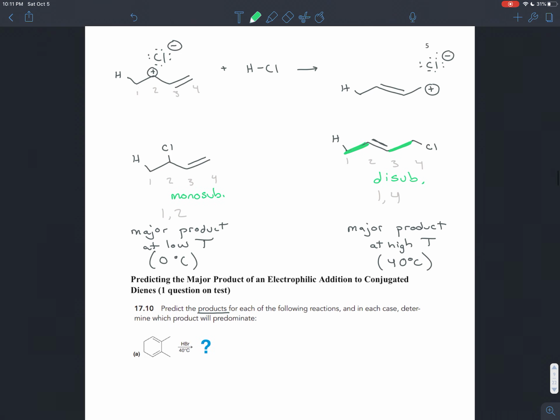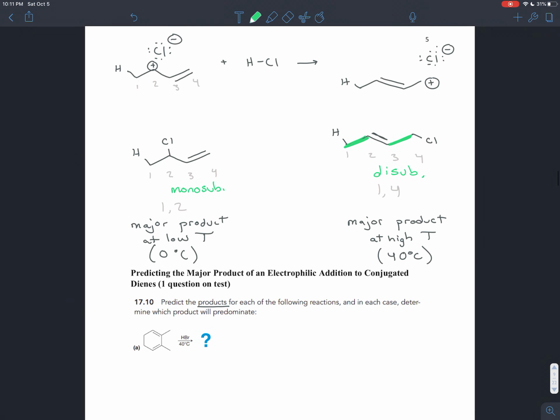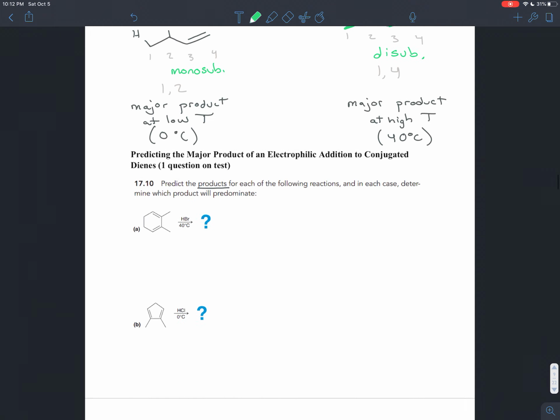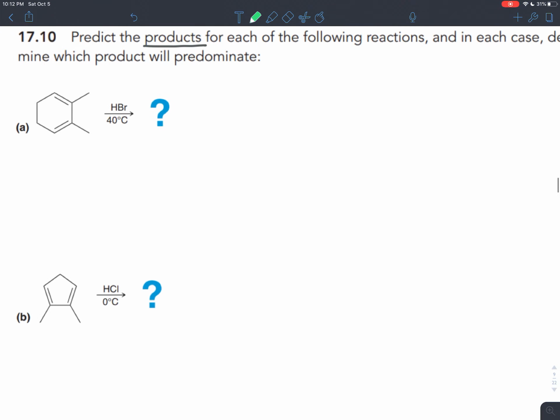So that's all you need to remember for this. You need to be able to draw the 1,2 product and the 1,4 product. You'll always get both of them. And then you just need to remember that the 1,2 product is the major product at low temperatures, and the 1,4 product is the major product at high temperatures. So that's what we're going to do in each of these cases here.